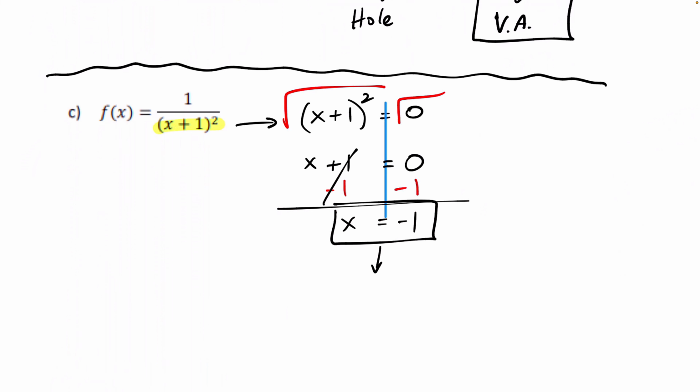It's going to be a vertical asymptote, because I don't have anywhere to plug it in on top. It's already 1. So it can't be 0 on top. Okay.